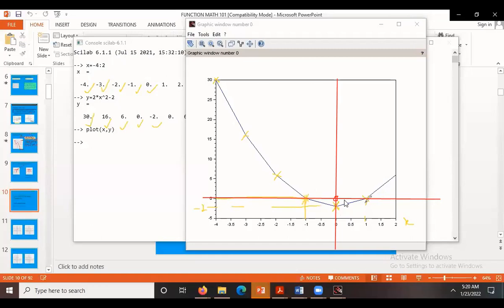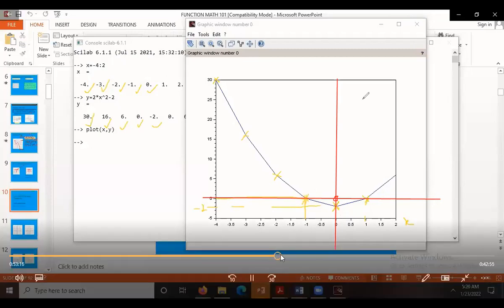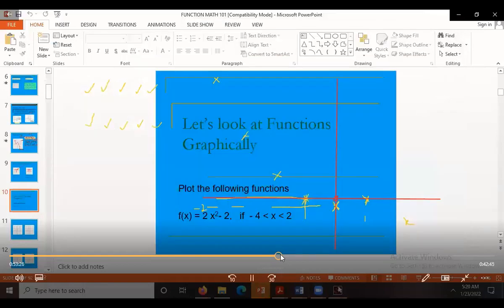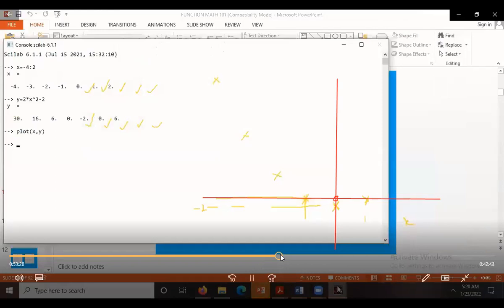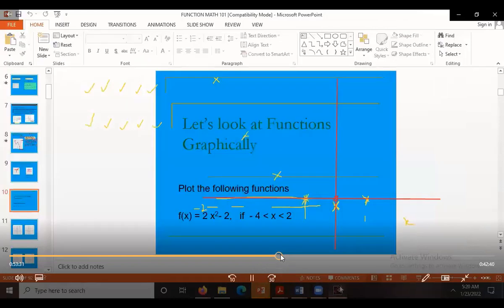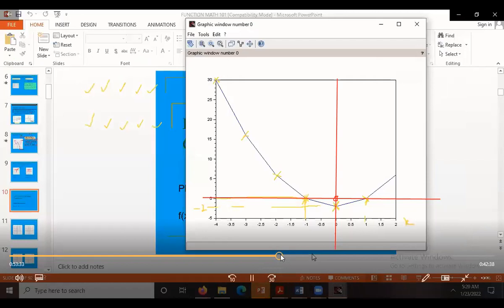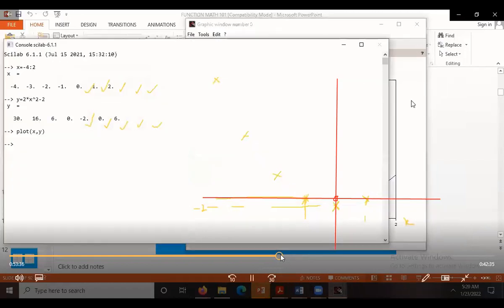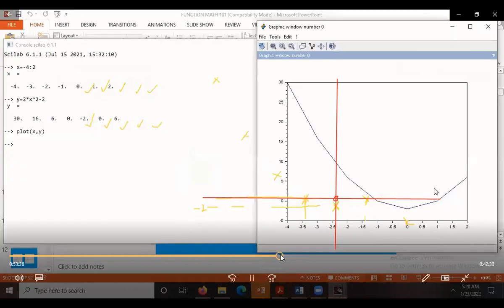Okay. And then finally we have 2 and what? So the last point is, yeah, so our last point will be 2 and 6. So you locate that point 2 and then you plot it. Now this is how we can generate the plot of our function.